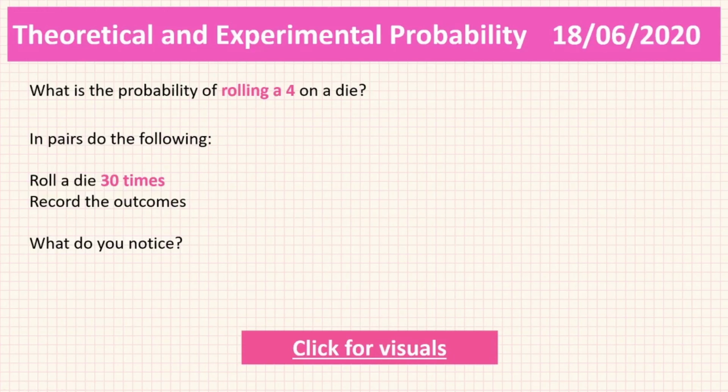Okay, so on a dice, there are 6 possible outcomes and only one of them is a 4. So the probability of rolling a 4 on a die is 1/6.